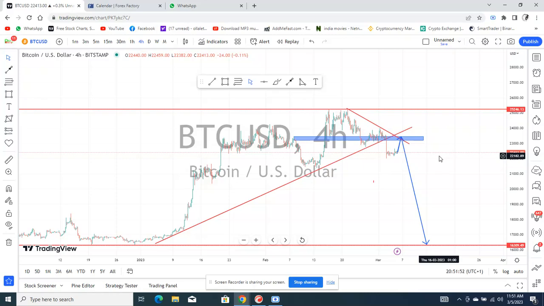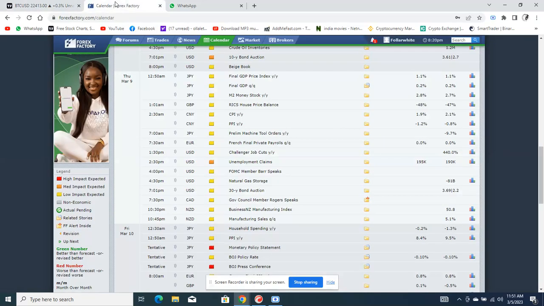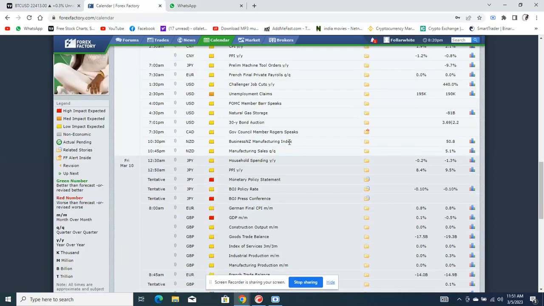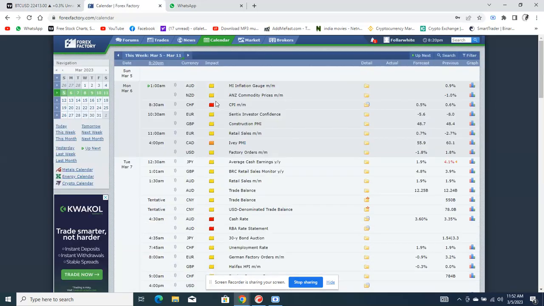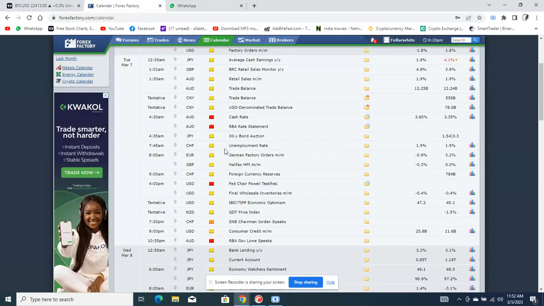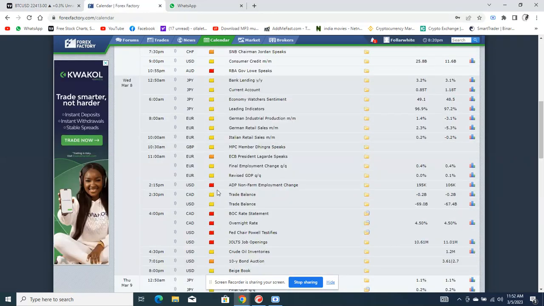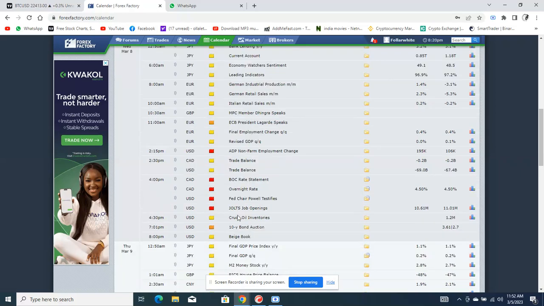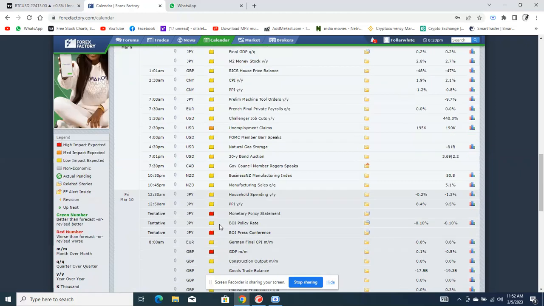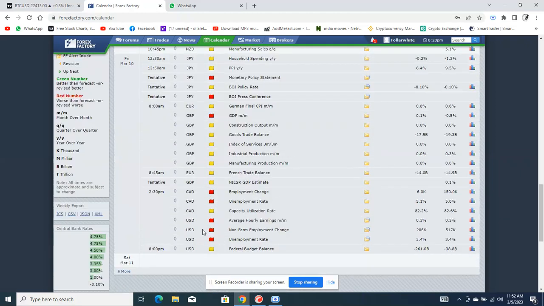By Wednesday, if there's any USD impact news, it can push the price up, then start selling. Let's see if there's any news. Monday, Tuesday, USD: we have the Federal Reserve chair testifying. After that, Wednesday again, non-farm employment change, before the major impact news report on Friday, which normally shapes the market. That is non-farm employment changes and average hourly earnings.